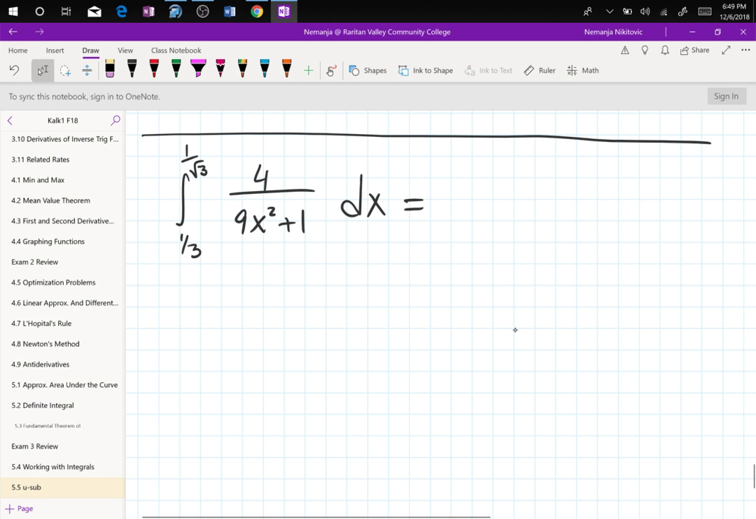What's the secret? Arctangent. If you remember last class, this is arctangent. So, what's u? 3x. Calculus 1. Can you do it the other way?